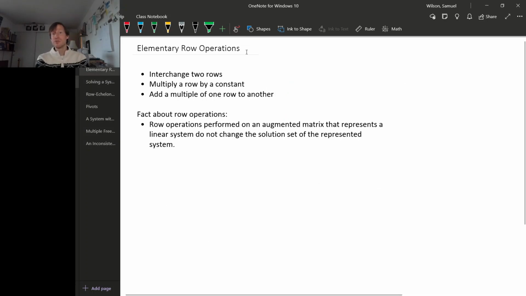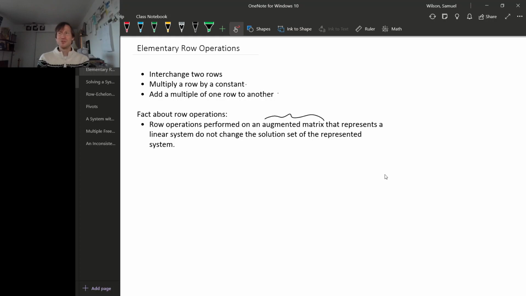So given any augmented matrix that represents a system of linear equations, we can do the same elementary row operations that we did with systems of equations. We can interchange two rows, we can multiply a row by a constant, and we can add a multiple of one row to another row. And when we perform these row operations on an augmented matrix, the solution set of the corresponding linear system won't change.